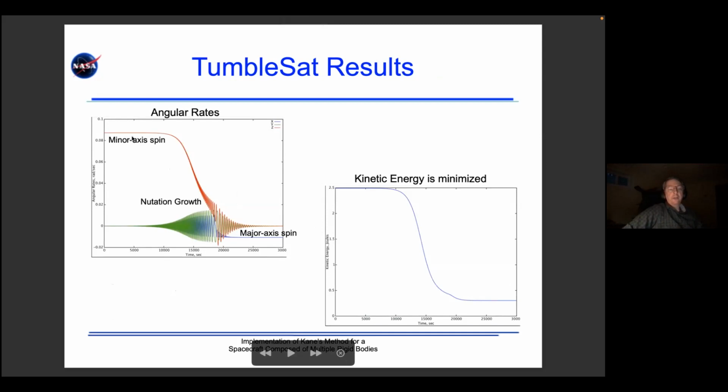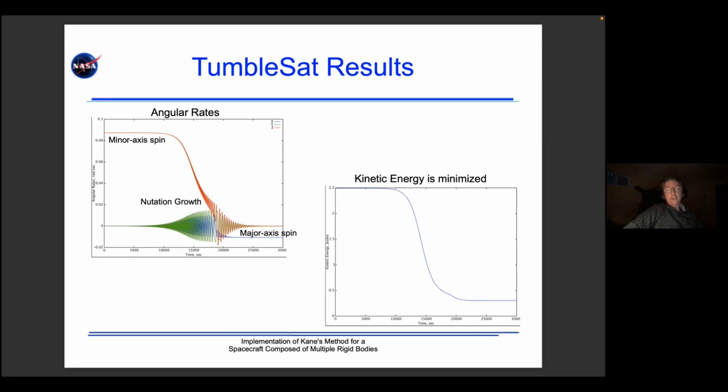I started out with a minor axis spin. The numbers might be a little tough to see here, but this is 3 hours in. It finally diverges. And then 5-6 hours in, it's settled into a major axis spin now. And just to check, the kinetic energy went from 2.5 something to about 0.4 something. So we had a reduction in kinetic energy. And I don't show it here, but momentum is conserved.